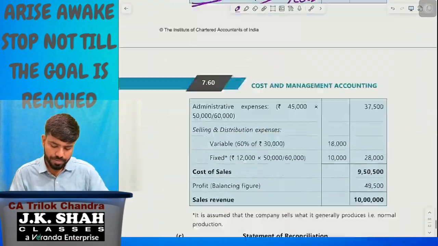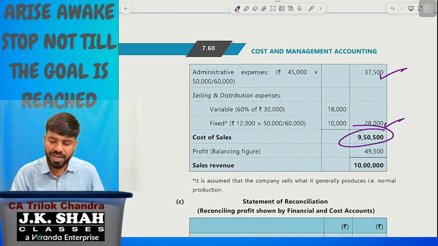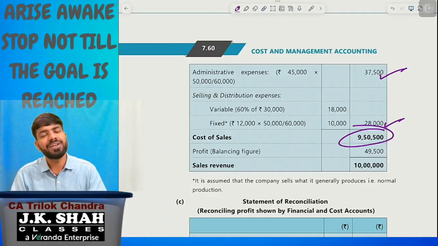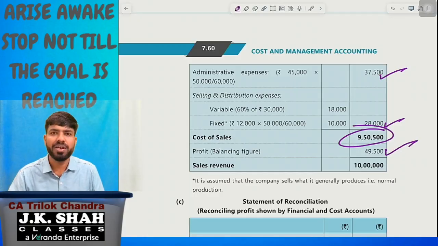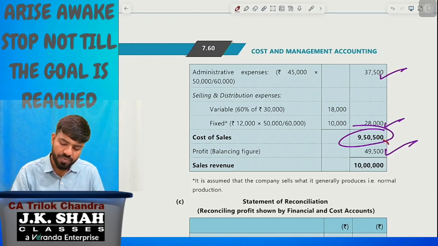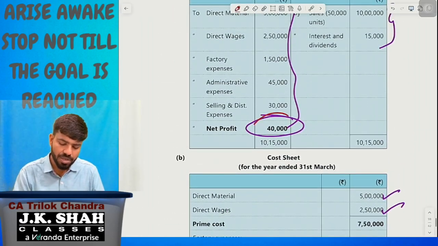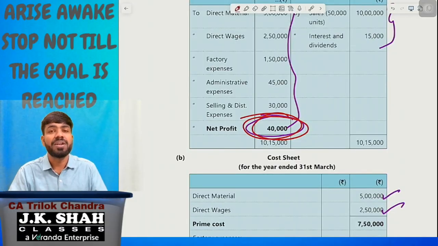Look at this. 28,000, 37,500. So we'll get the cost of sales 9,50,500. Sales they already gave in the question, 10 lakh rupees. Profit is 49,500. All of you clear till now? All of you understanding? So please understand. The profit as per cost books is 49,500. The profit as per financial books is 40,000. There is a difference of 9,500.